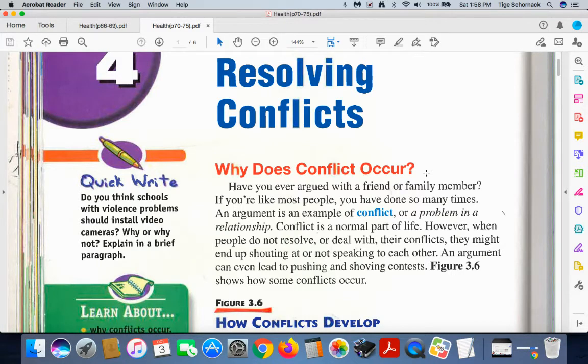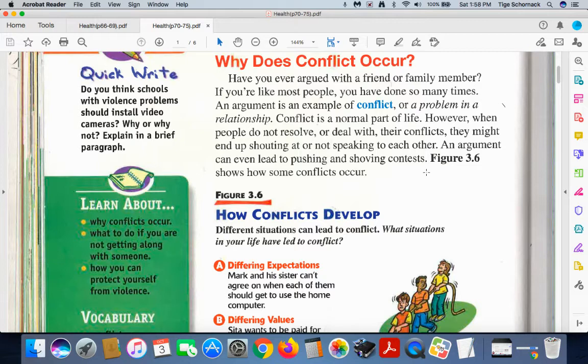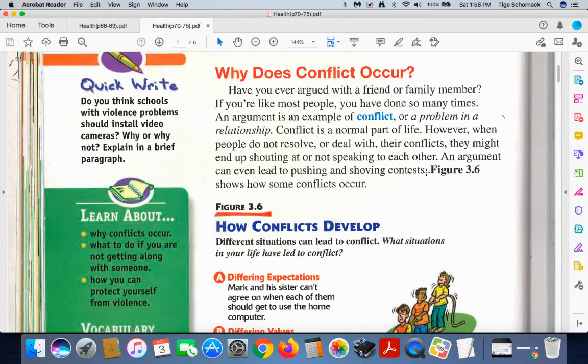Now, we're going to just talk about this quick. We're not going to write it. Do you think schools with violence problems should install video cameras? Why or why not? Again, we're not going to write the paragraph. I'm going to ask you guys that. We're going to talk about it. And then we're going to learn about why conflicts occur, what to do if you're not getting along with someone, and how you can protect yourself from violence. Again, both physical and verbal, emotional.